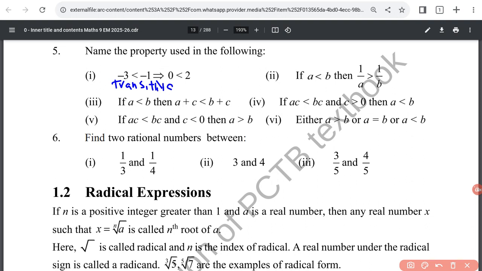Then if we talk about the second one, that is reciprocal, like a less than b, then 1 over a greater than 1 over b. So it is the property of reciprocals. So now we write it down.